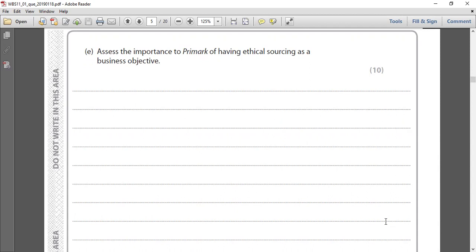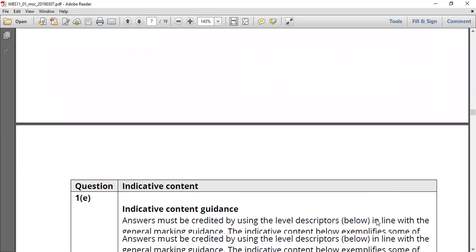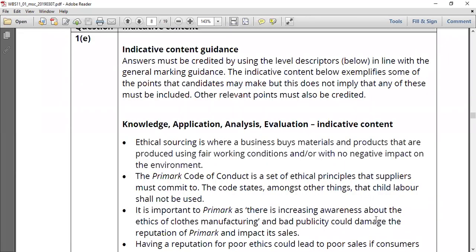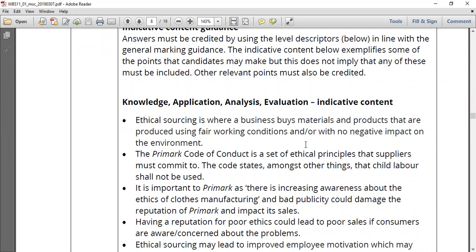So asking about the importance of ethical sourcing, it's a very important part. So what is the benefit of ethical sourcing to Primark? When you go to the marking scheme, you can see the ethical sourcing: definition, knowledge, application, analysis, and evaluation are there. So all the content they are checking: knowledge, application, analysis, evaluation.